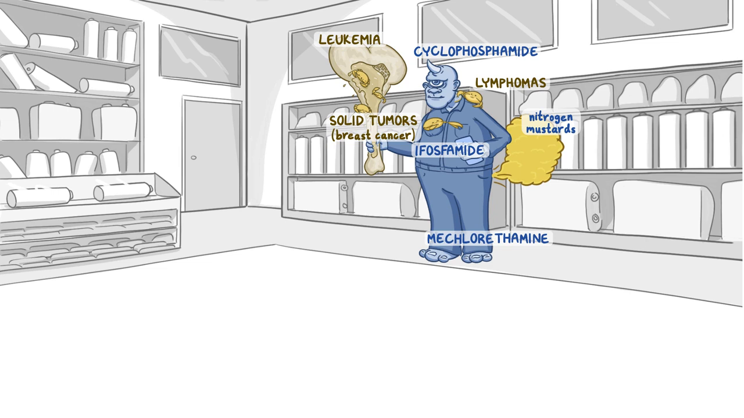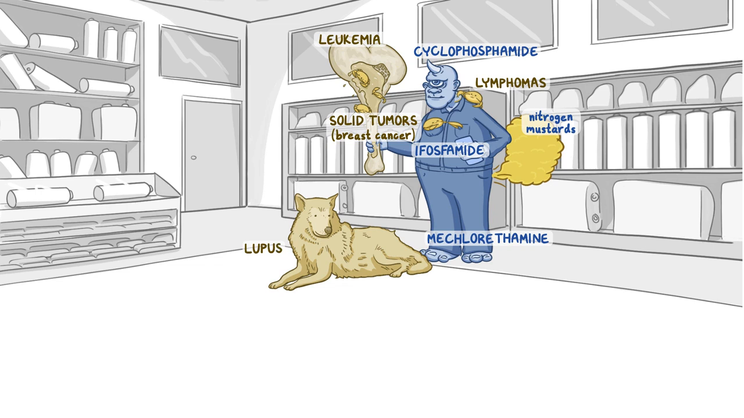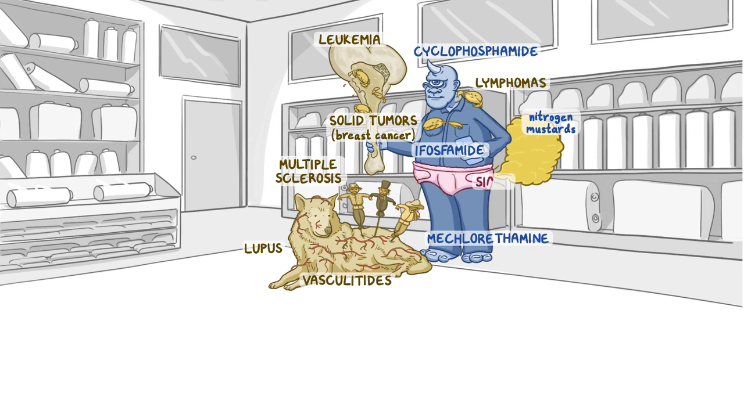For the non-cancer indications, let's use the Cyclops' pet wolf, which represents lupus. On its back are multiple scarecrows for multiple sclerosis. The wolf has bulging arteries on its body to represent the different vasculitides that cyclophosphamide can also treat. For side effects, the Cyclops is wearing a diaper for the syndrome of inappropriate antidiuretic hormone. There's a big bloody spot on it to help you remember hemorrhagic cystitis.